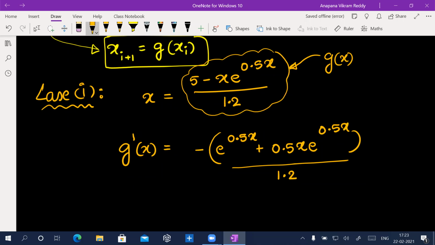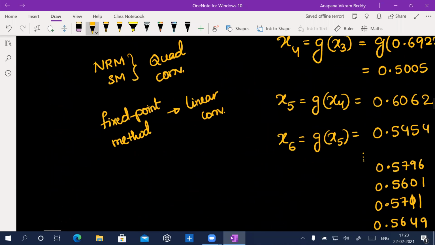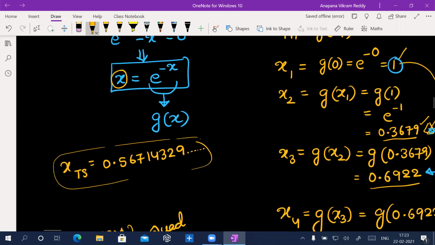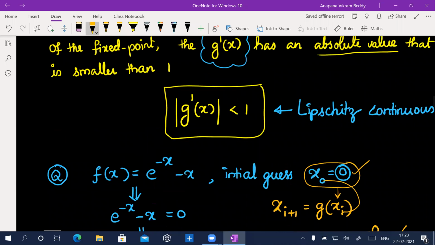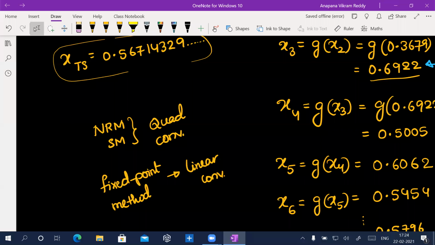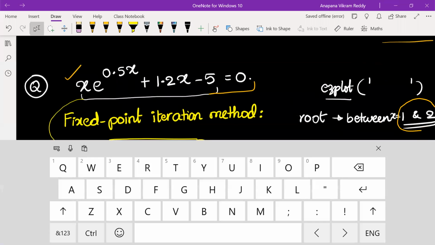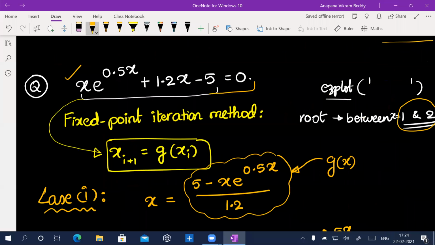Yes, sir. Now you tell me for what values I have to check this condition. I must find the derivative of g of x near the neighborhood of the fixed point. How do I come to know? If you plot the curve, you will come to know. In the examination, you will not plot the curve; they will give you the neighborhood points also, don't worry. In this question, as the root is in between 1 and 2, these are my neighborhood points.